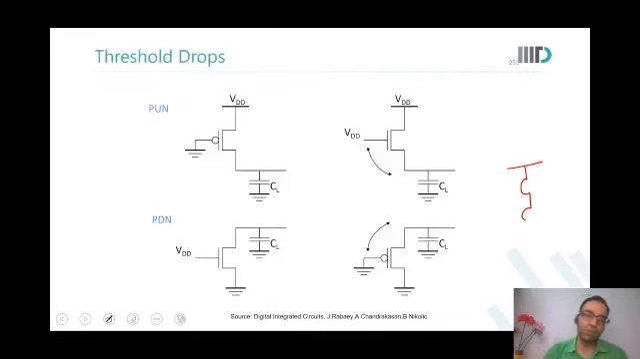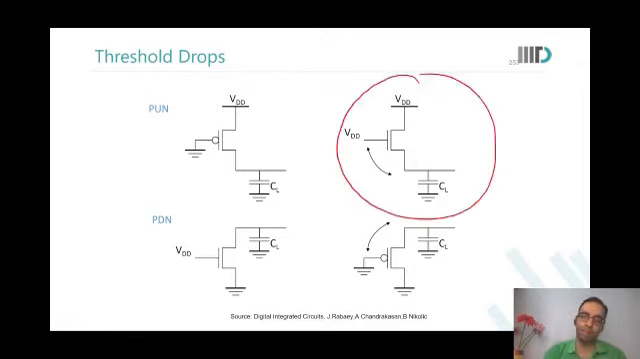So if I connect NMOSs in the pull-up network, then what happens? VT drop happens and output cannot go above VDD minus VT. Similarly, if I put a PMOS on the pull-down network, what happens? It cannot drive a proper zero. It will drive it only down to VT.